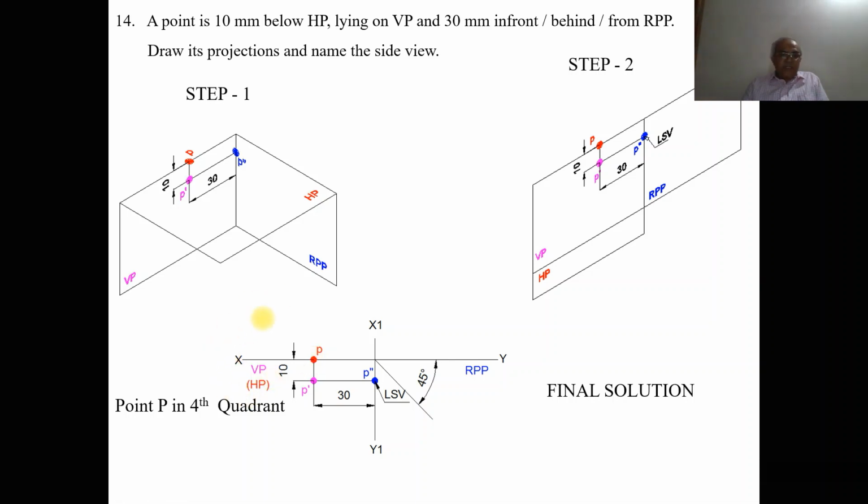And then as HP is below the XY line, you draw a 45-degree line below the XY line. And you project the top view point onto the 45-degree line, so it will come to the origin. And draw a horizontal projector from P dash to the profile view. And draw a vertical projector from this origin so that both will intersect at this point. You mark this point as P double dash. So the view that you are going to get is the left side view. So obviously this point P is in the fourth quadrant.